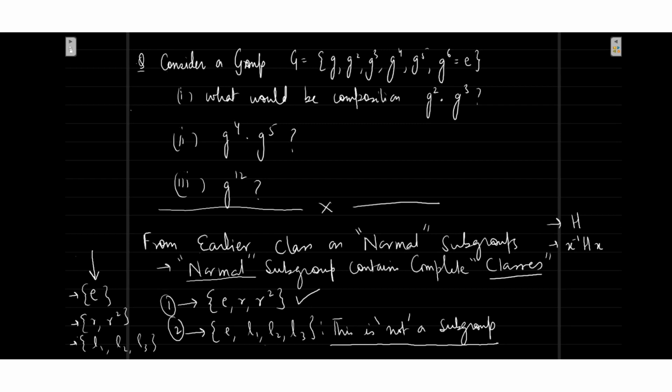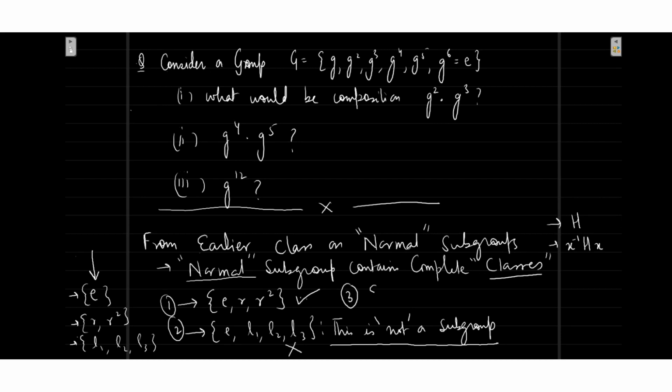What I tried to say is that if a normal subgroup is formed, then it has to have complete classes. But it does not mean that every time you just add the classes, it is going to give you a subgroup. So the first one is a subgroup and it is surely going to be a normal subgroup. The second one is not even a subgroup.